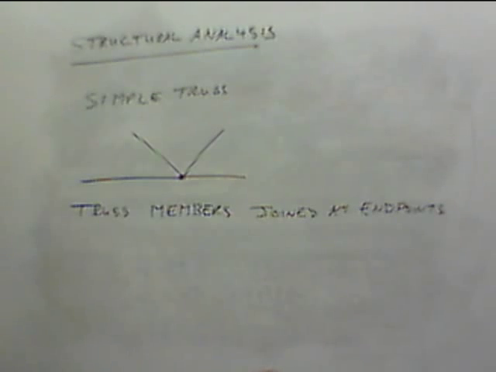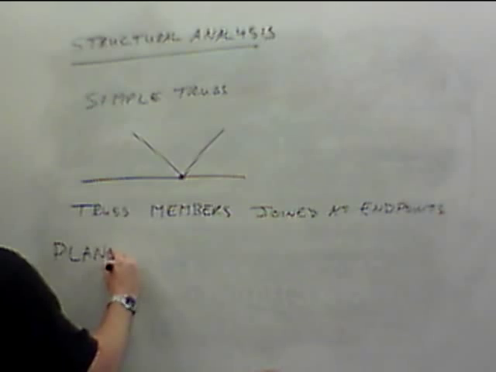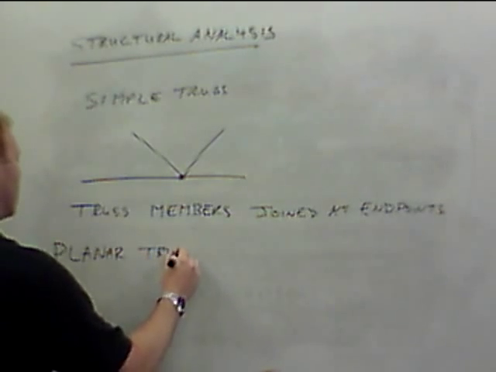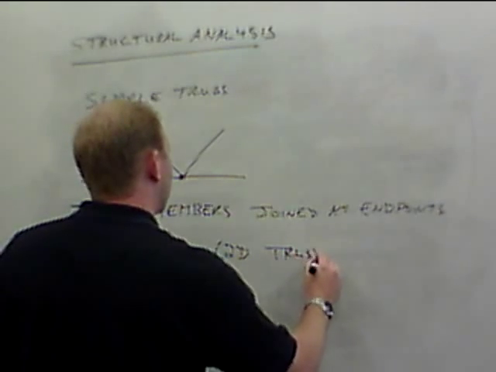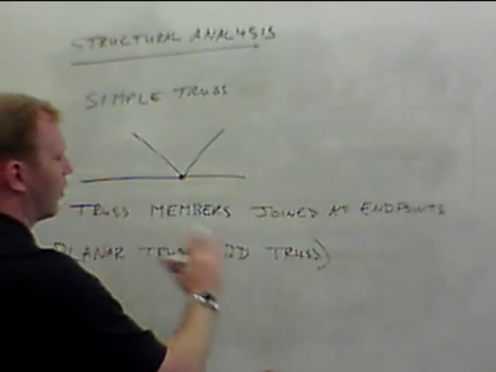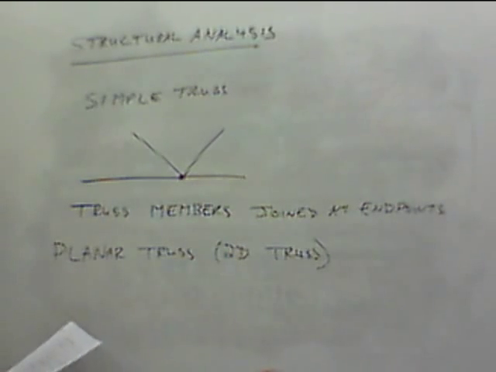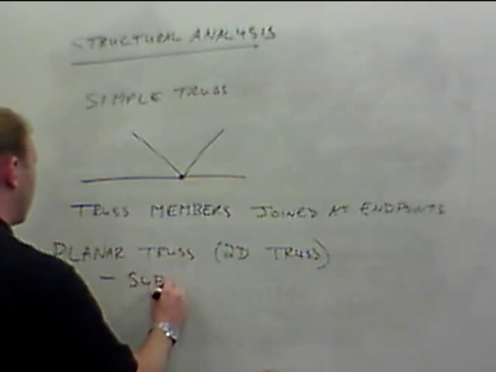Okay, we're going to start with, and what mostly we're going to spend more time with, is a planar truss, which is a 2D truss, where all the beams are in one plane, hence planar truss. These support bridges and roofs.